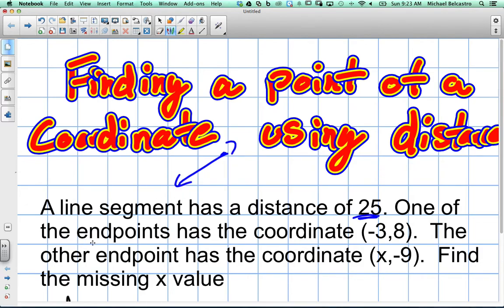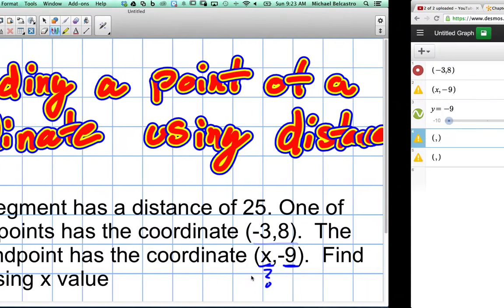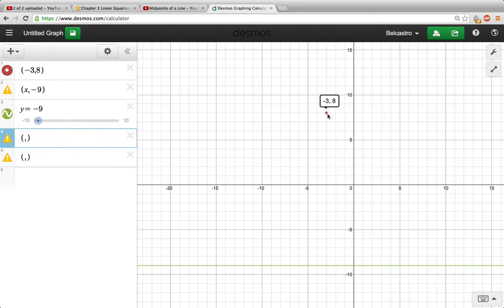One of the endpoints of the coordinate is -3, 8. The other endpoint has a coordinate of the x value being unknown, but a y value of -9. Find the missing x value. So I've kind of graphed it out here. Here's one of our endpoints at -3, 8. And the other x value is unknown, but we know the y value is here across the y. We just don't know where.